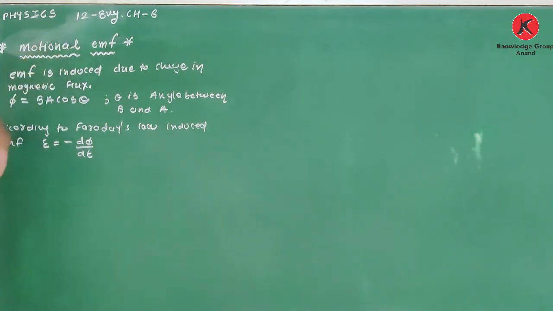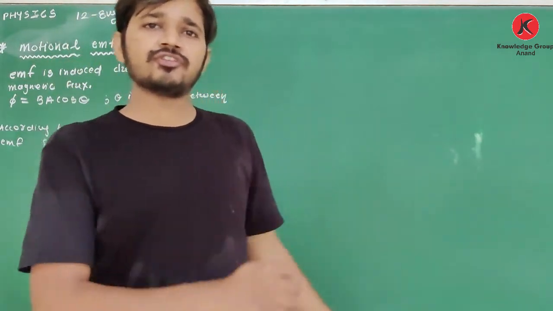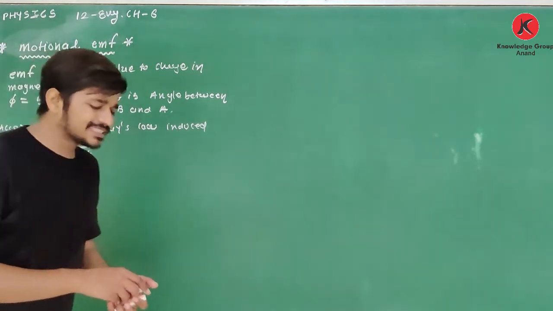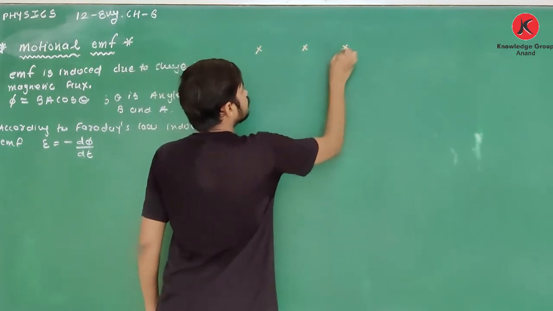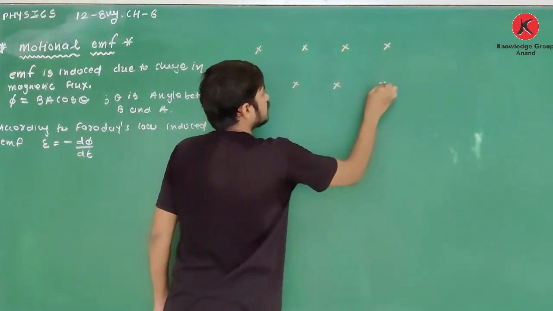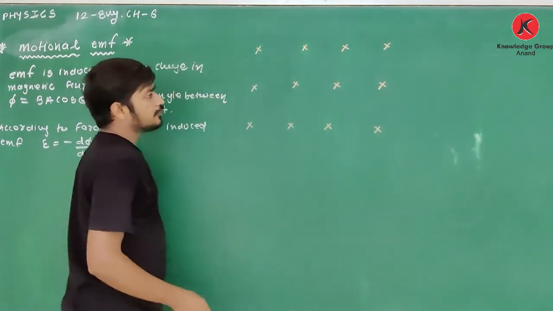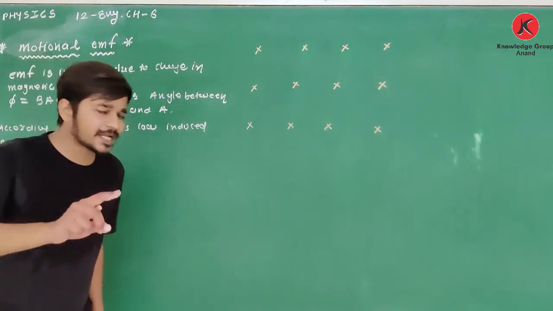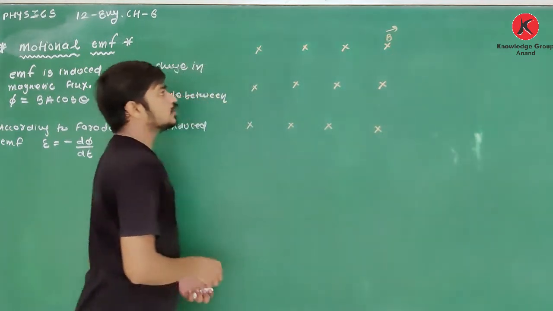Now, what do you mean by motional EMF? Motional means motion. Due to motion, EMF is induced. How? See, I will draw one figure. Here we have a uniform magnetic field perpendicular to the board going inside. Clear about this?